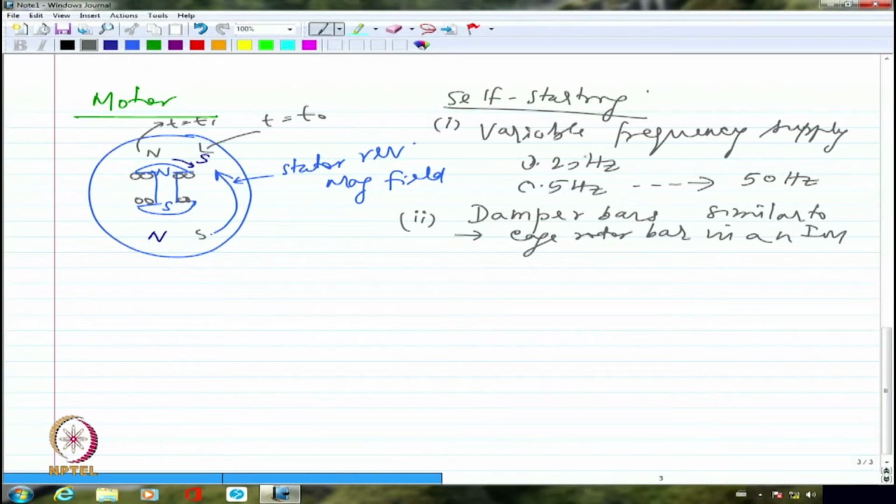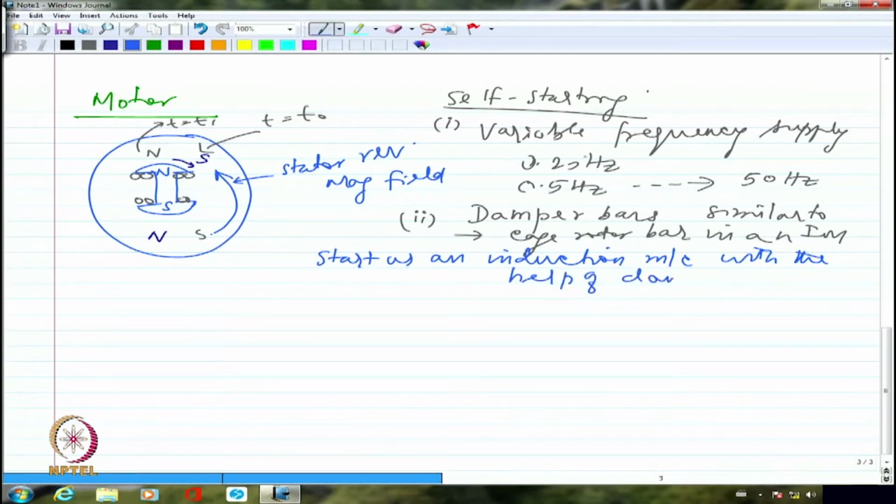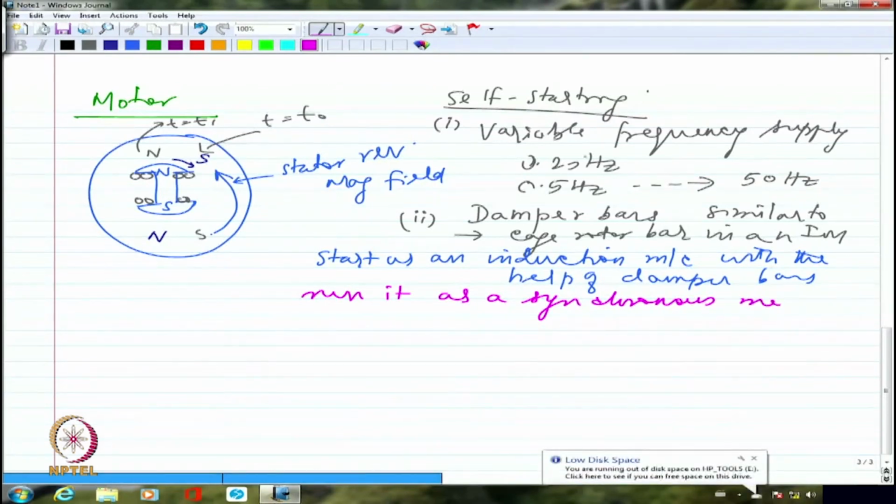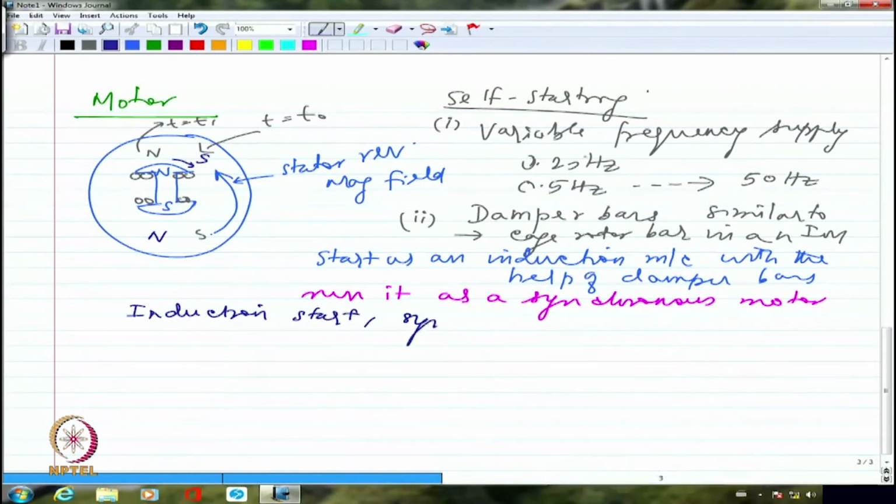so that it goes back to the locking action between the rotor poles and the stator revolving magnetic field poles. So this kind of mechanism, where I run it initially, or start it, as an induction machine with the help of damper bars, and I run it later as a synchronous motor, these are generally known as induction start, synchronous run motors.